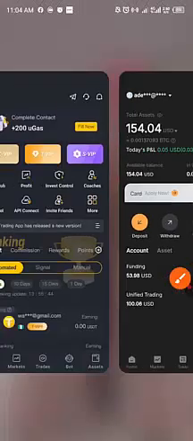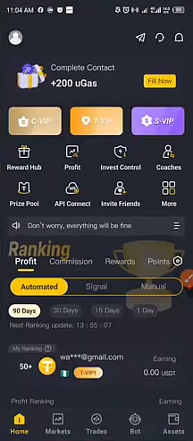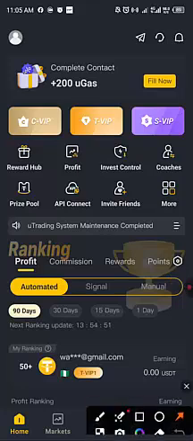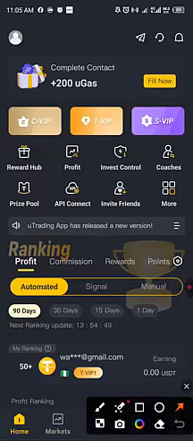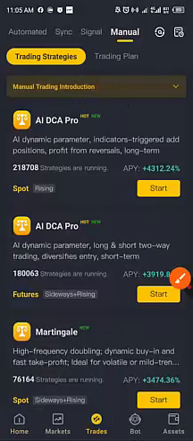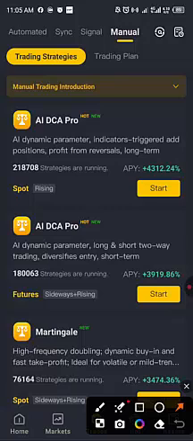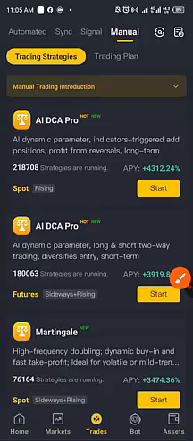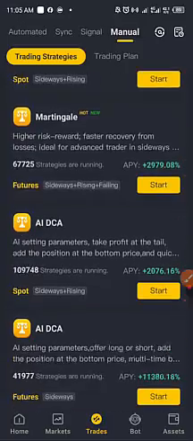So the first thing you do is you go to your Utrading and click on trade. Trade is down here. Make sure that your page is on manual, because if you are using the app it can be on automatic for the first time. If it's not on manual, you click on manual, and when you get to manual, you scroll down.